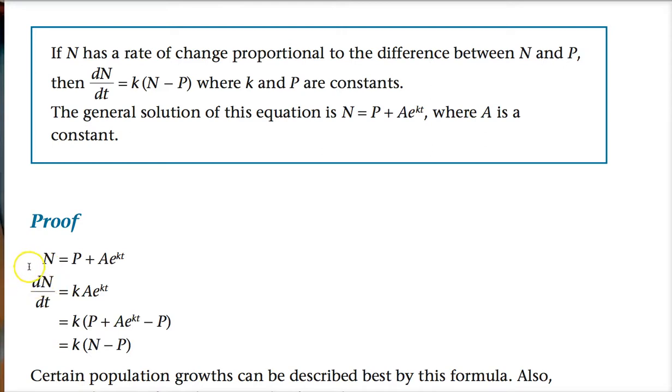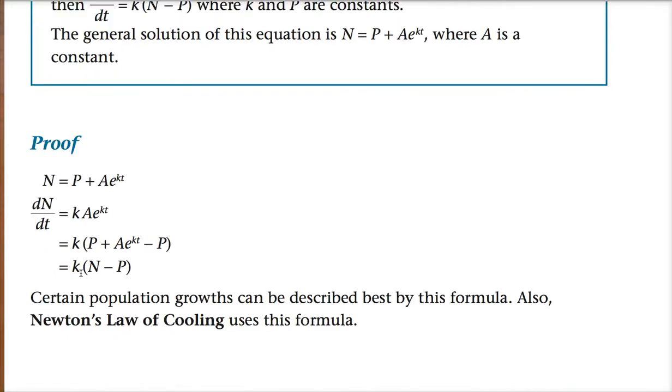Can I go through the proof or not? Now, okay. Now, the proof is if n equals p plus ae to the kt, dn/dt, p is a constant because p and k are constants. So the p differentiates to 0. Can I move it up? I know people can't see it. Can I move up? Who hasn't done the box? Can I move one line for the box?